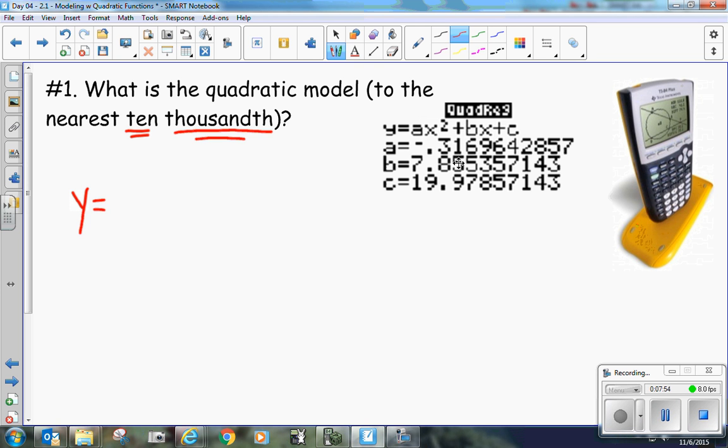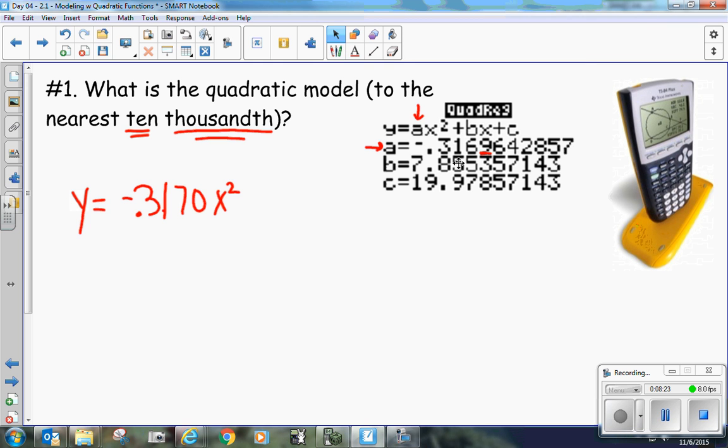Before you get going, does everybody know how to read this, right? The A value here is this A value here. Ten-thousandth is how many decimal places? 4. So I'm going to look at this 9. Will that stay 9 or move up? It'll move up. So that'll go from 69 into 70. So it is negative 0.3170 x squared.